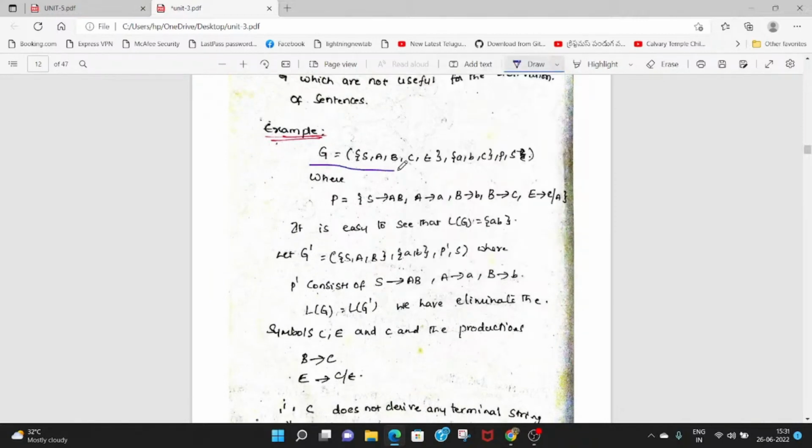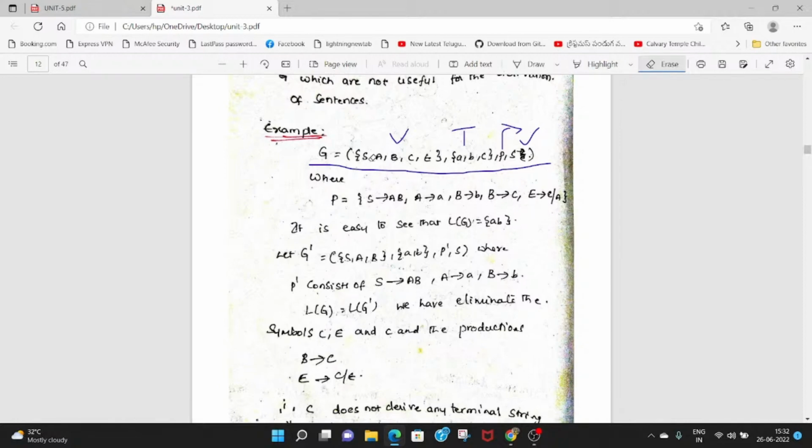So this is a grammar given for you, like G equals S, A, B, C, E. This is the set of variables, and these are the set of terminals, small a, small b, small c, and P is the set of productions seen here, and S is your start symbol. So these are the productions given for you: S tends to AB, A tends to small a, B tends to small b, B tends to capital C, and E tends to capital C or A. Now by taking this grammar, you have to eliminate the useless symbols.